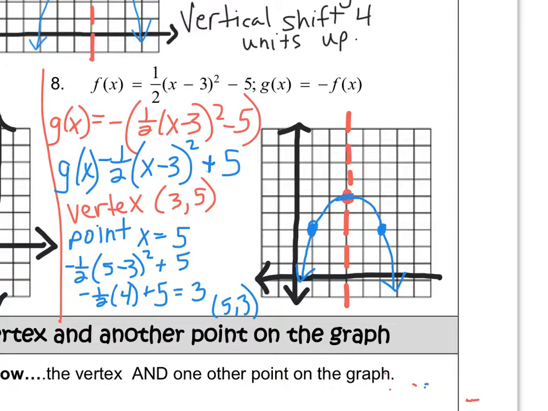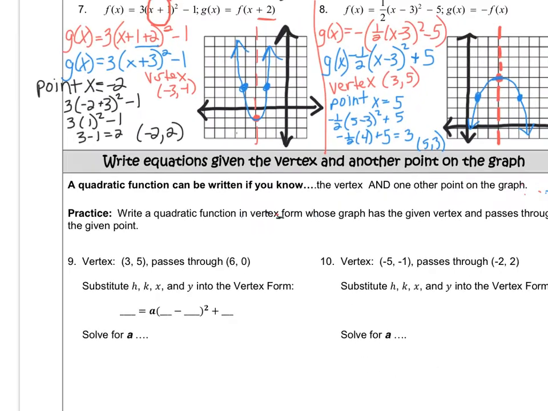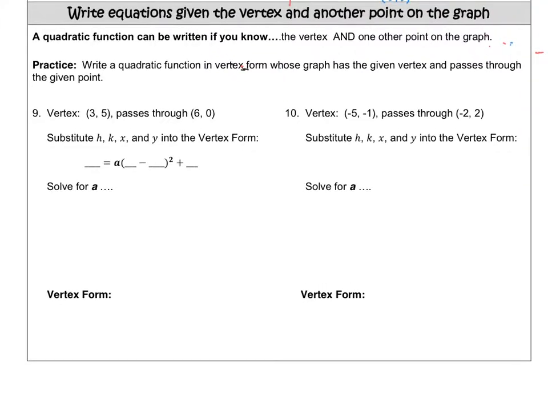Okay, so now let's look at a couple more to practice on. What they want us to do is to write a quadratic function when they've given us the vertex and they've given us a point. So let's think about what they've really given us here. They've given us our h, they've given us our k, they've also given us an x and a y. So from our vertex form, the only thing that we don't know is the a value.